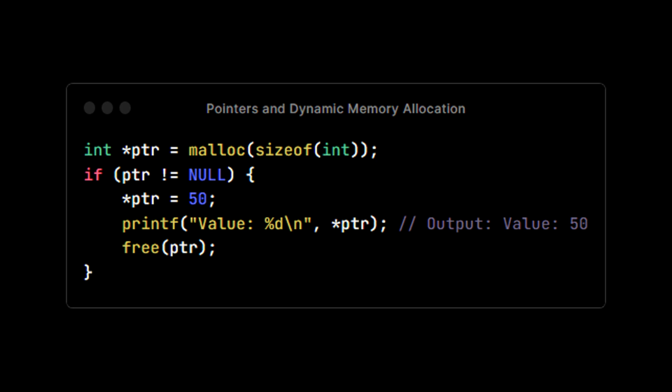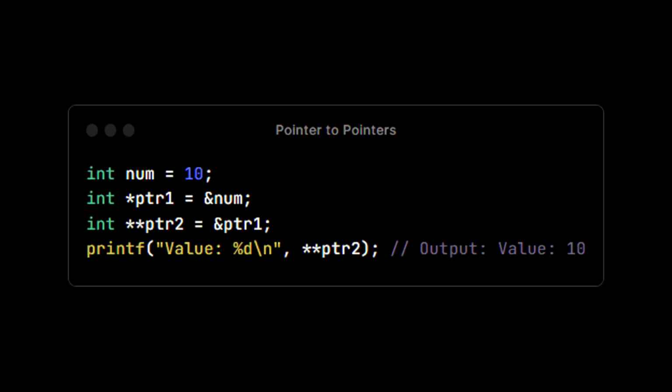Pointers and dynamic memory allocation. Dynamic memory allocation allows you to allocate memory at runtime using functions like malloc and free. Pointers are used to store the addresses of dynamically allocated memory. Here's an example.